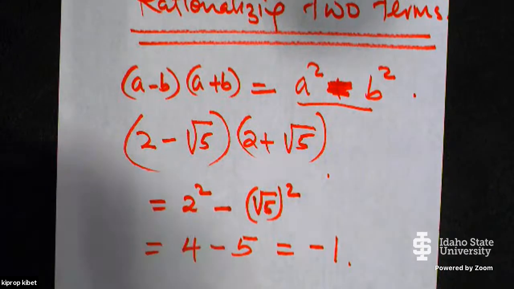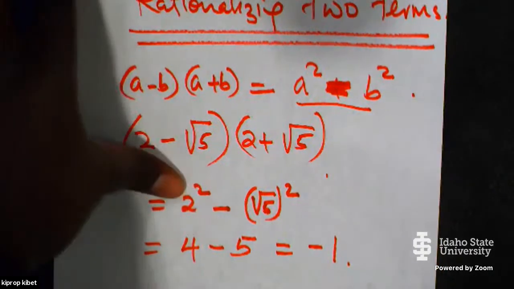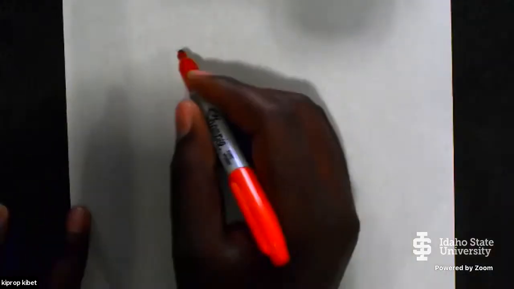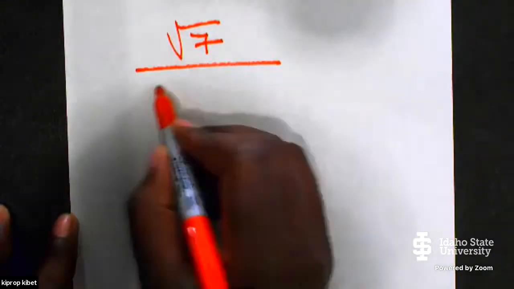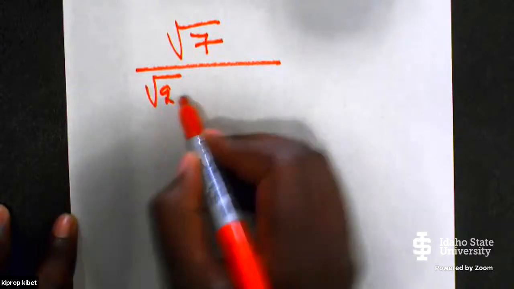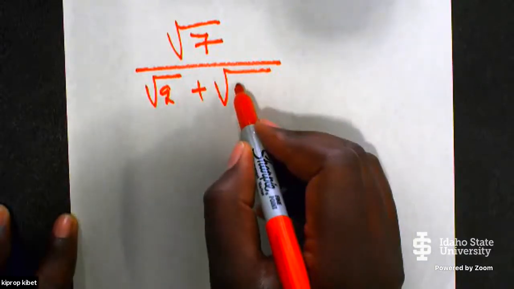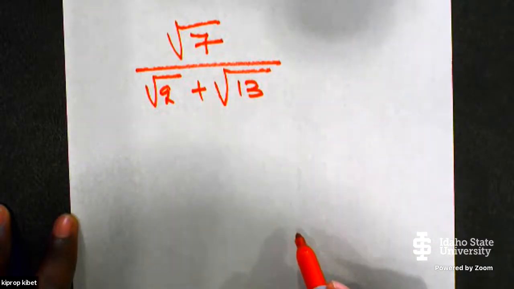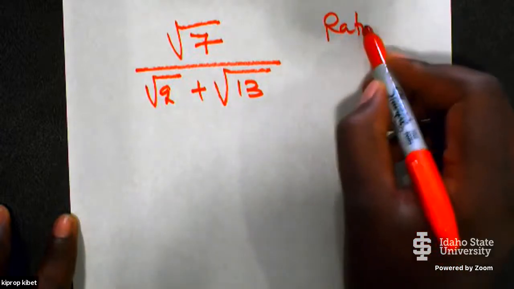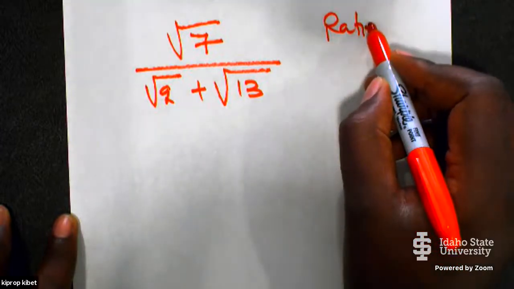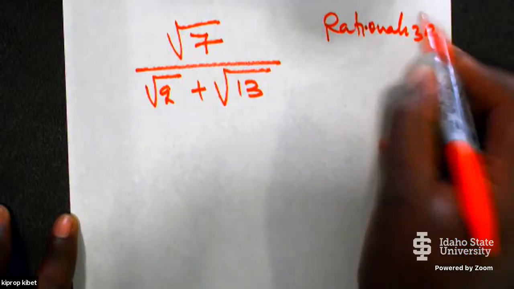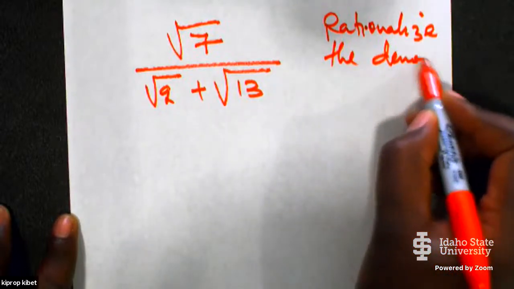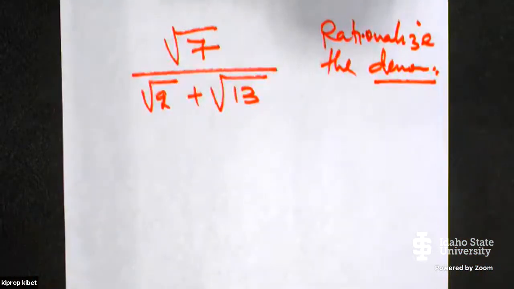Now, if we have this example, if you're told to simplify the root of 7 all over the root of q plus the root of 13, simplify that one by rationalizing the denominator.